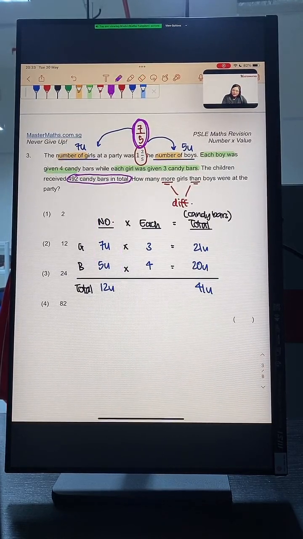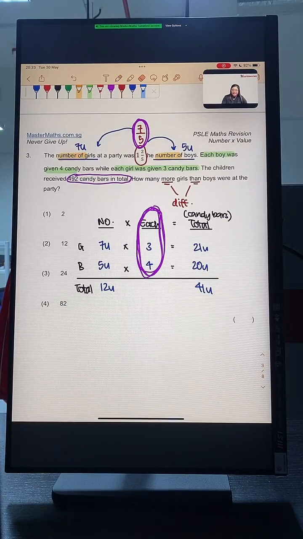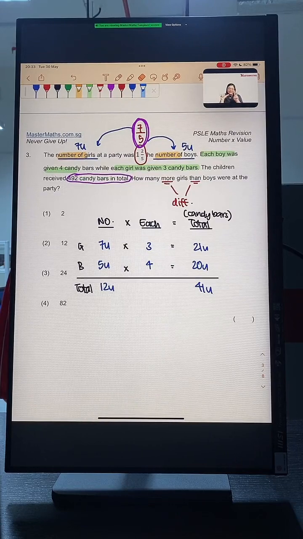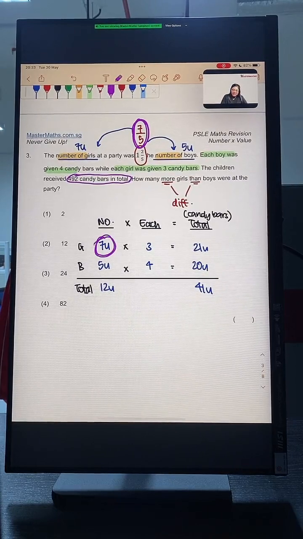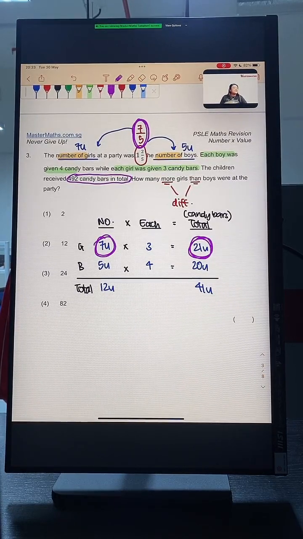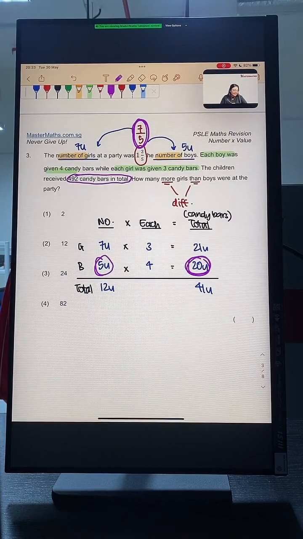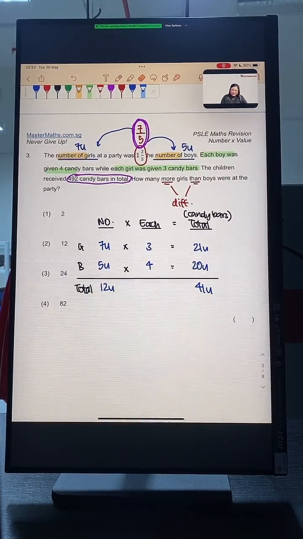Then the question says each girl 3, each boy 4. So we have 3 and 4 respectively as well. This is all given in the question. The concept here is basically number times each gives us total. If one person gets 3, 2 people will get 6, 3 people will get 9. So we multiply. If I have 7 units, I will have 21 units of candy bars in total. Similarly, if I have 5 units of boys, I will have 20 units of candy bars in total for the boys only.